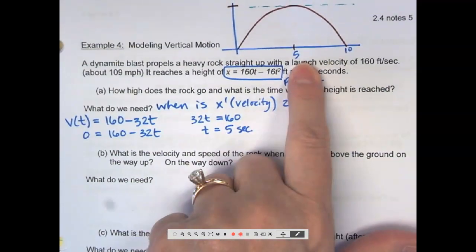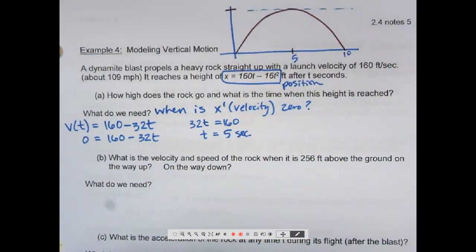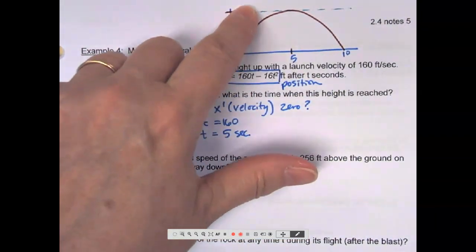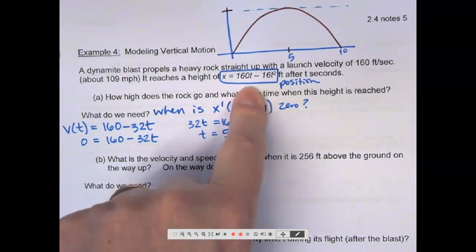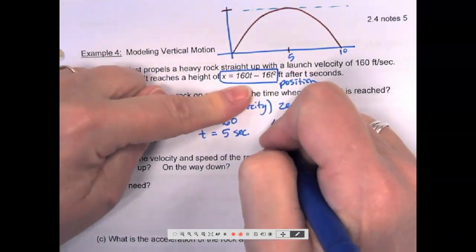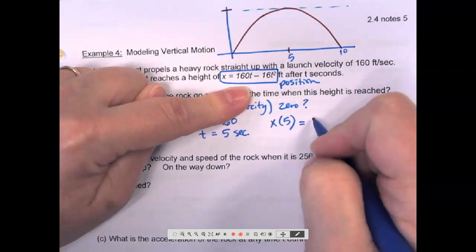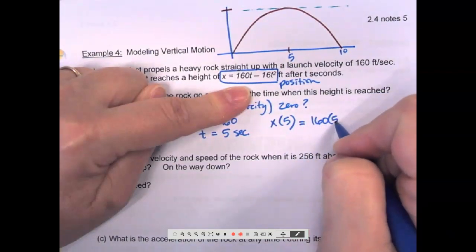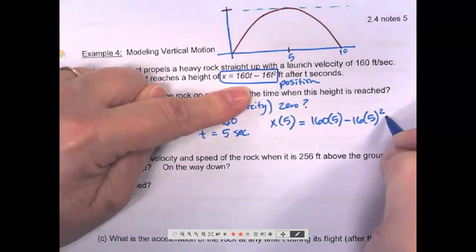Okay, so now that I know it took 5 seconds to reach the highest point, I can find the highest value by doing what? Plugging 5 into the position function. So I'm going to find x of 5 is equal to 160 times 5 minus 16 times 5 squared.